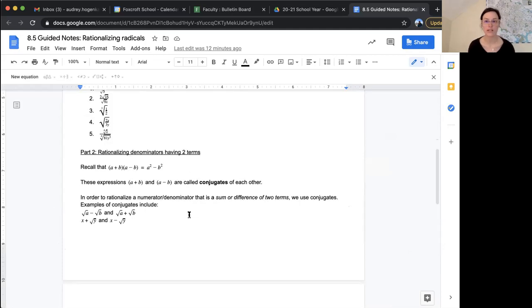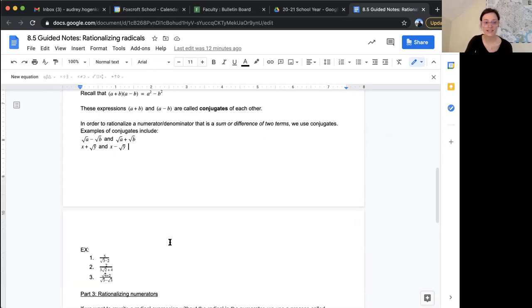So in order to do this, we need to recall that a plus b times a minus b is equal to a squared minus b squared. And these expressions, a plus b and a minus b, are conjugates of each other. So conjugates are essentially when you have something plus another thing or something minus another thing, and then the conjugate expression is the flipped sign. So if you had, for example, square root of a minus square root of b, the conjugate would be square root of a plus the square root of b. If you had x plus the square root of y, the conjugate would be x minus square root of y.